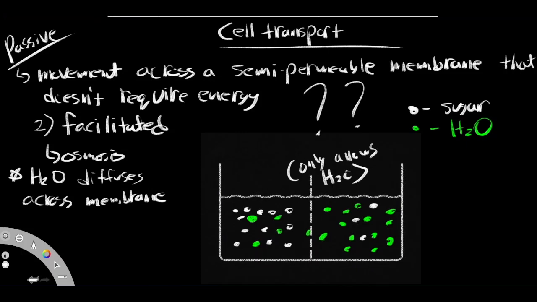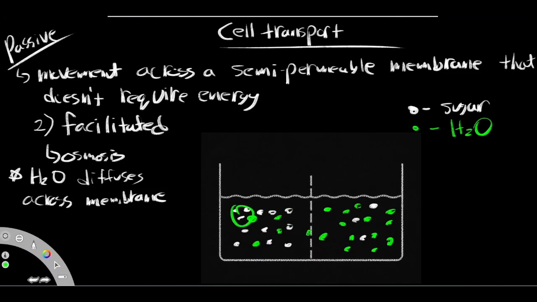So again, take a small guess. What do you think is going to happen? Pause this video. You guessed it, it's going to go in this direction. Why? Only the waters are allowed to go through this thing. But do you think these green waters over here are wanting to go here? Or do you think these green waters, all these guys, are going to want to go here?